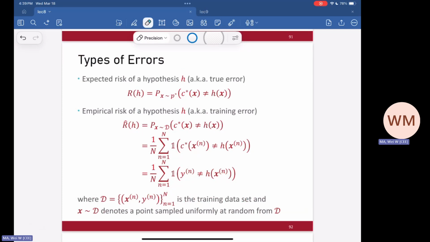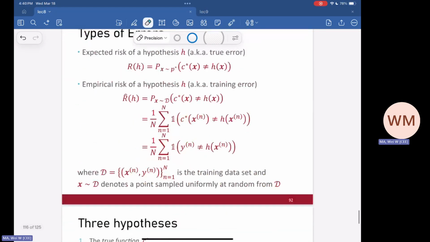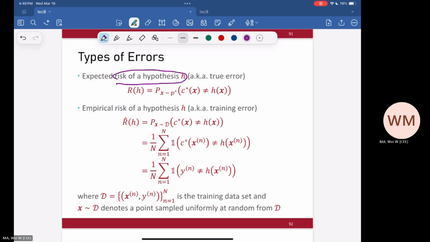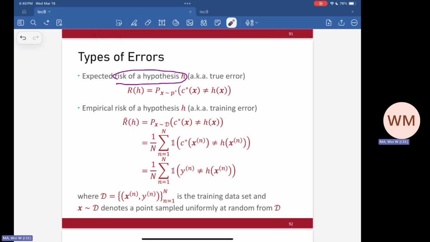Then let's write some mathematical definitions, since this was a textual description. We define a risk, the risk of a function h. So R(h) is defined as the risk of this hypothesis or function h, and we define the true error as follows.